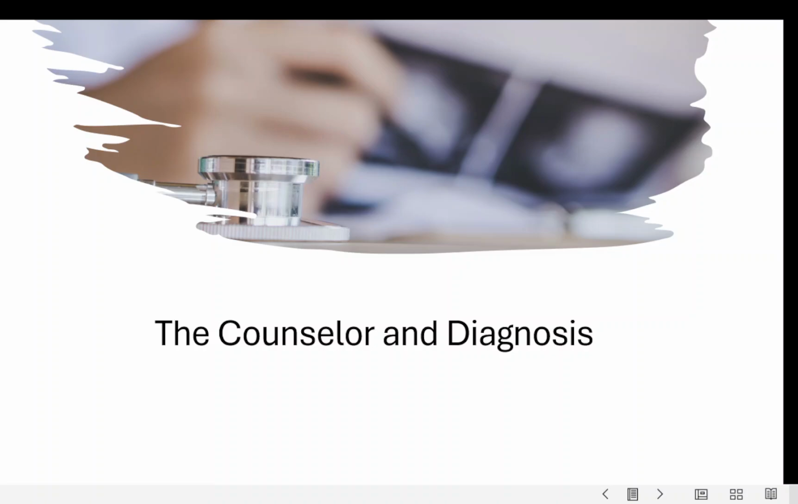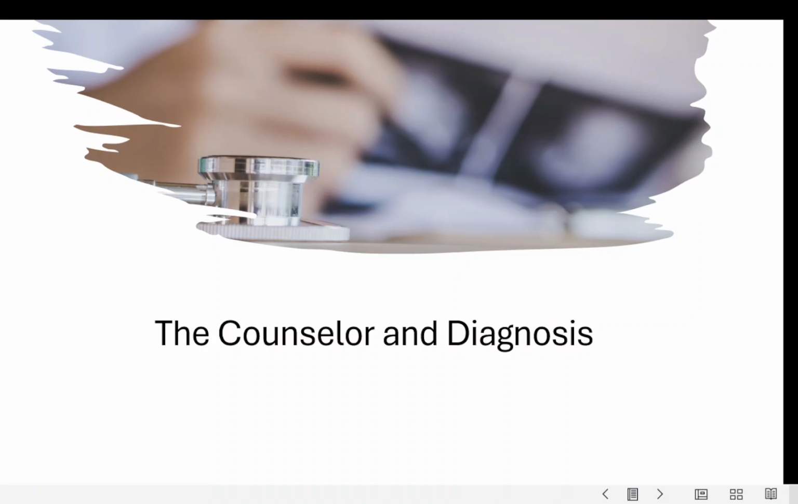Today, we are going to be talking about the counselor and the diagnosis. In this section, we will examine the role of the counselor in the diagnostic process, focusing on the relationship between the person and the diagnosis. We're going to explore what a diagnosis actually means, the ethical mandates associated with it, its implications for practical aspects such as billing and insurance, and key considerations we must prioritize to ensure competent and ethical practice.